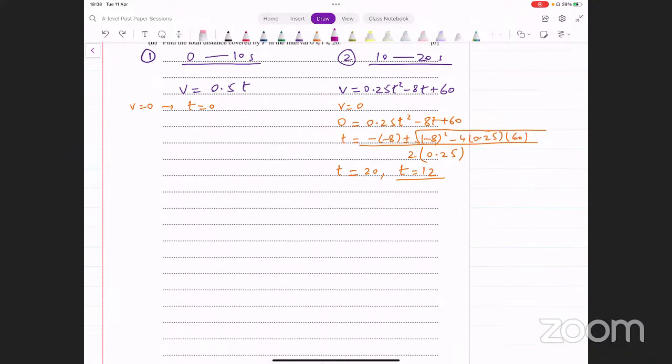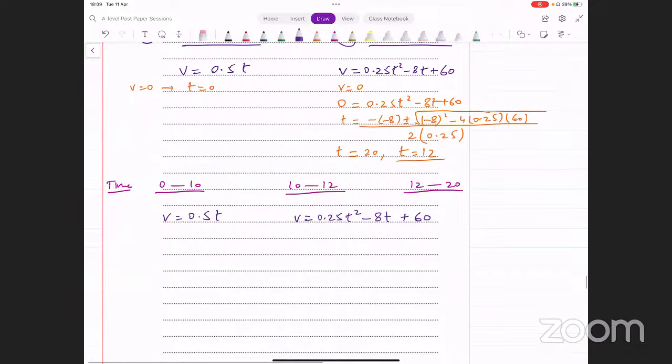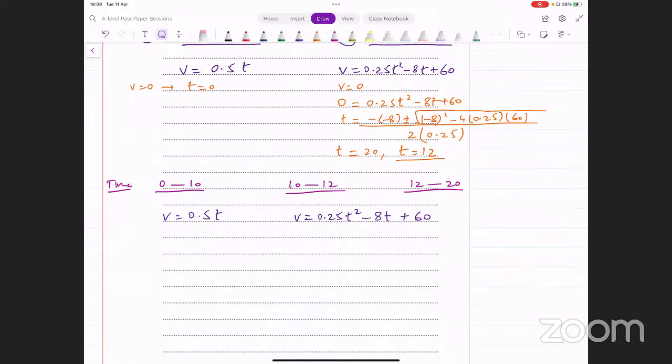ठीक है, सो वी हैव थ्री डिफरेंट रीजन्स नाउ फ्रॉम फॉर टाइम. एक तो 0 से लेकर 10 तक, देन यू हैव 10 to 12 बिकॉज 12 पे आपको जर्नी को ब्रेक करना पड़ेगा, वहां पे डायरेक्शन चेंज हो रही है. एंड देन 12 to 20. व्हाट आर द वेलोसिटी equations? V equals 0.5 t here. दूसरे वाले में हमारे पास है 0.25 t squared. इन दोनों की इनफैक्ट सेम ही है, इनको हम इकट्ठा लिख लेते हैं. 0.25 t square minus 8t plus 6t. इनको हम क्या करेंगे, इंटीग्रेट करेंगे अब, और इनमें लिमिट्स इनपुट करेंगे.